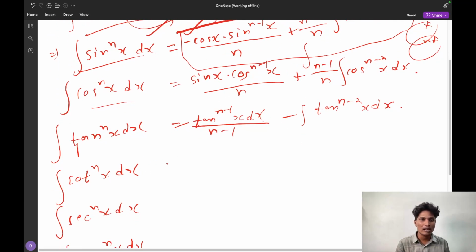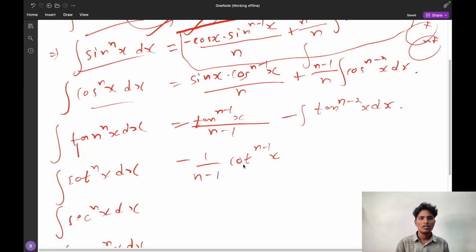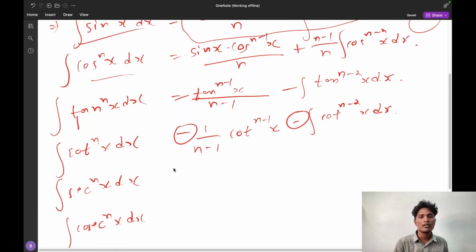And what is the integral cot^n x dx? Here you will receive the minus, that is minus 1 by (n-1) cot^(n-1) x, and minus integral cot^(n-2) x dx. So it will be minus first and minus second. Here the minus is first, and this minus is the second minus. So the entire thing is minus here.